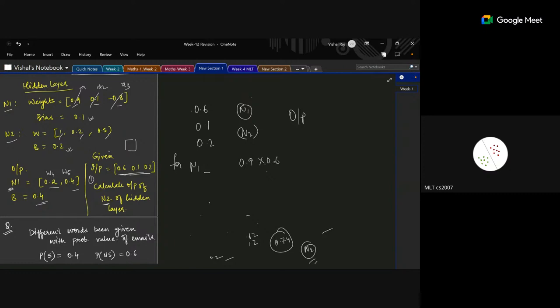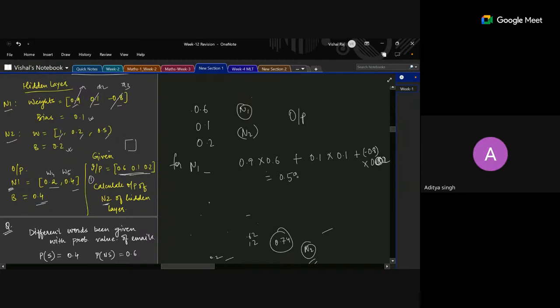0.9 into 0.6 plus 0.59 for N1. And for N2, it is 0.1 into 0.2. So this is what you are getting. For N2 you were getting 0.74. We are missing the bias, so you have to add the bias too. Bias is 0.1. Similarly, you add the bias and then you get this value.